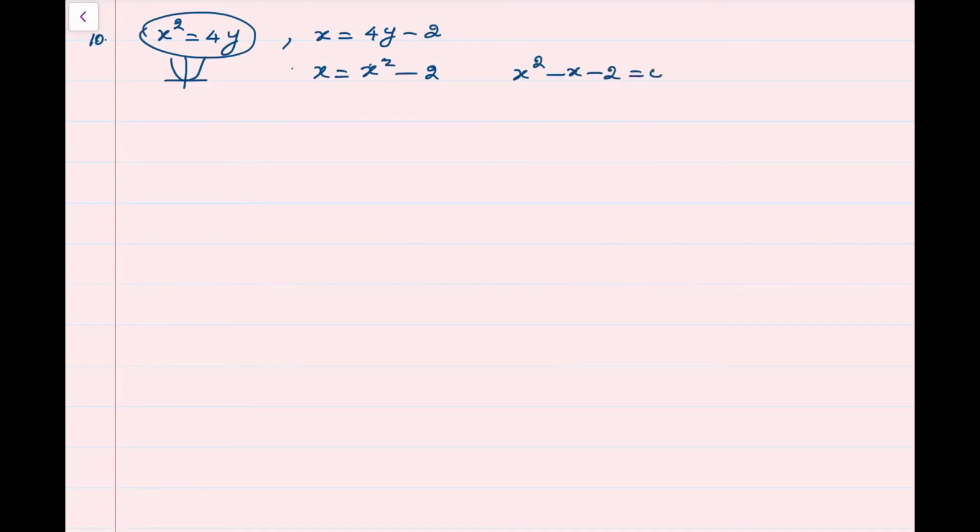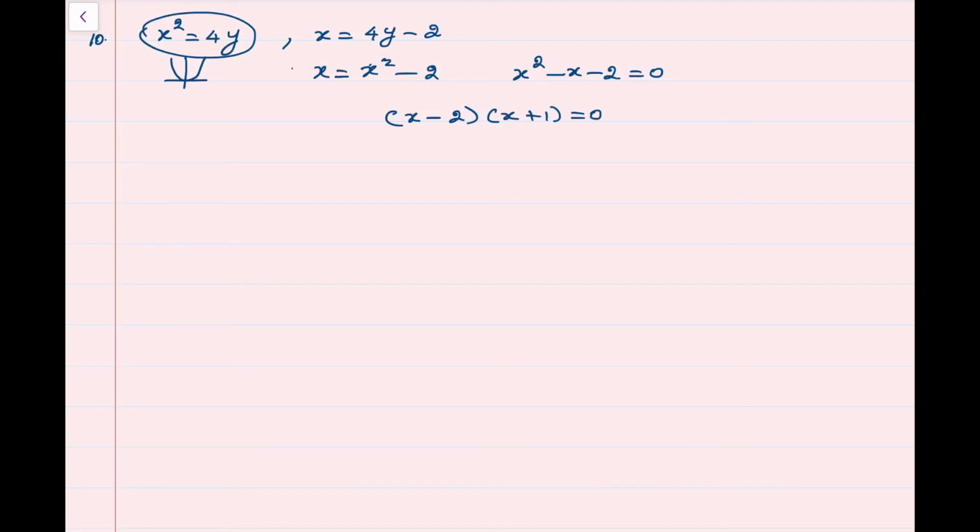Question number 10. Find the area bounded by the curve x² = 4y, which is a parabola, and the line x = 4y - 2. This parabola is an upward parabola. Let us solve these two equations. x = 4y - 2, 4y is x² from this parabola equation, so x = x² - 2. Therefore, we get a quadratic equation x² - x - 2 = 0, which can be factorized as (x - 2)(x + 1).